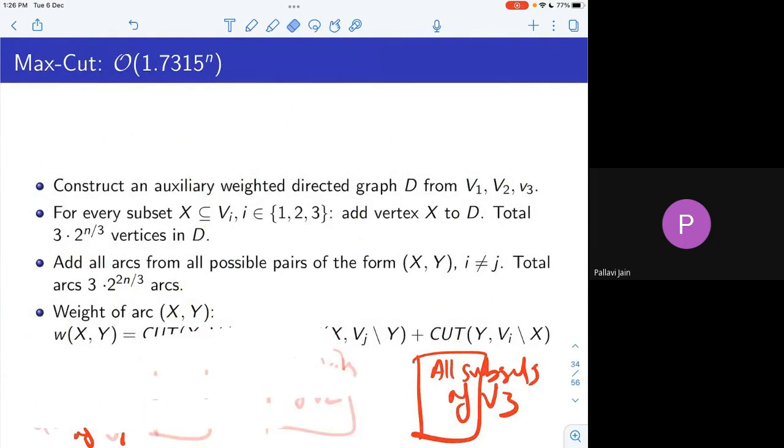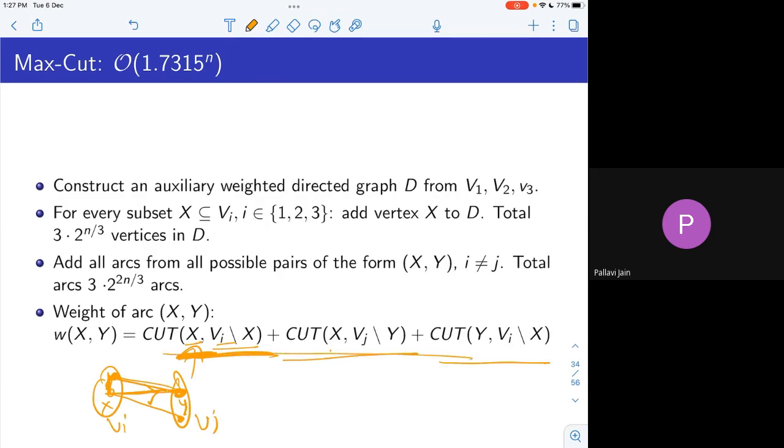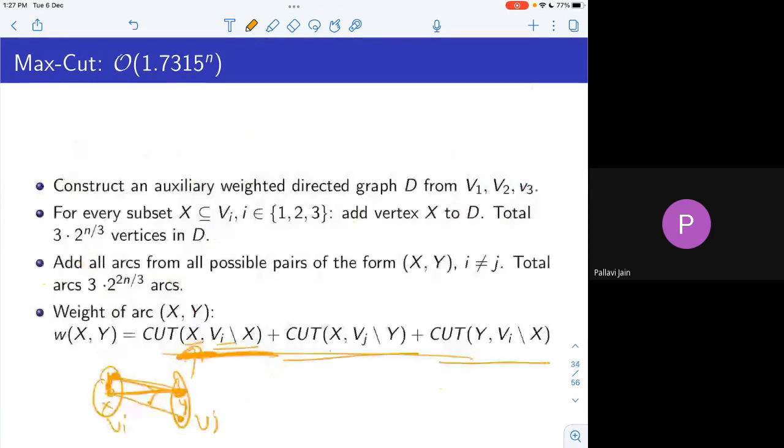So what is the weight I am giving now to any edge XY? It is the cut, the number of edges which are going across X to VI minus X. So suppose this is VI and this is VJ and XY edges across like this. Then for this edge, I am giving the edges which are going from X to VI minus X, the remaining part, and the edges which are X to VJ minus Y, that is this part, because they are also counted in my cut, and the edges which are Y to VI minus X, this type of edges which are going outside X. Okay, so all these three I am keeping count at the XY edge. So is this clear? Please ask me again if this is a doubt.